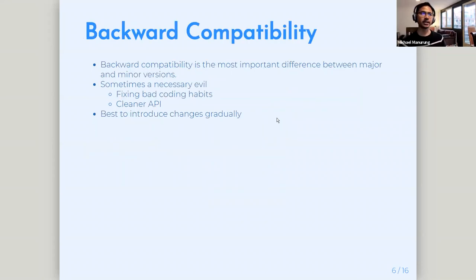All right, so for backward compatibility, again, this is the most important difference between major and minor version changes. Sometimes this is a necessary evil, maybe because the current you wants to fix the bad coding habits that the past you did. I think this is really the story of my life. Maybe you want to introduce a cleaner API, or implement a new feature that doesn't play well with your old functions. If you think this is necessary, then by all means, feel free to introduce the changes.